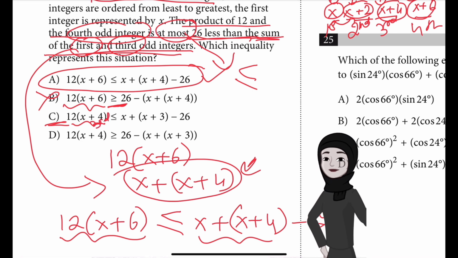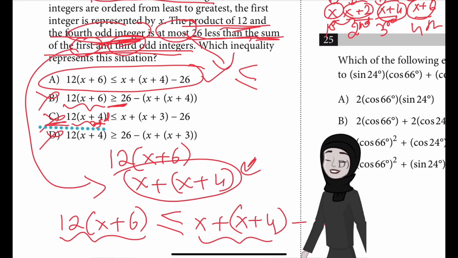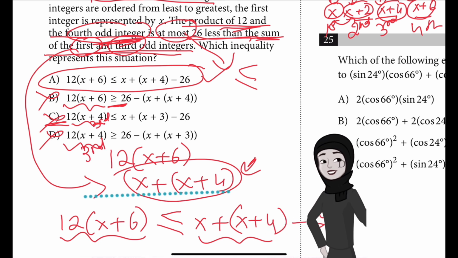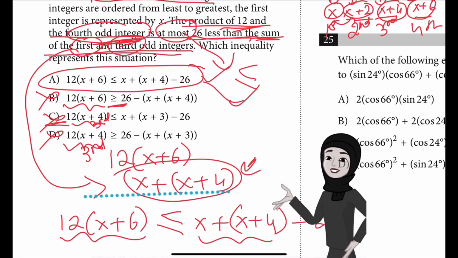C is incorrect because they have taken 12 times x plus 4, but x plus 4 is the third odd integer. We need the product of 12 and the fourth odd integer, not the third as in answer choice C. So that is also wrong. Same way D is also wrong because that has also taken 12 times x plus 4, but x plus 4 is the third odd integer, not the fourth odd integer.